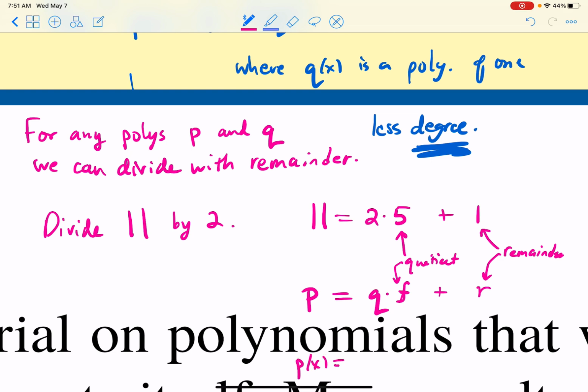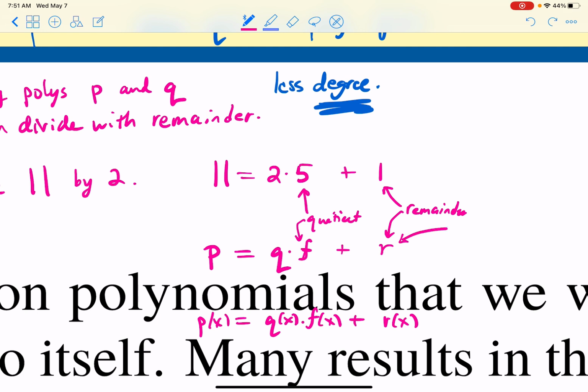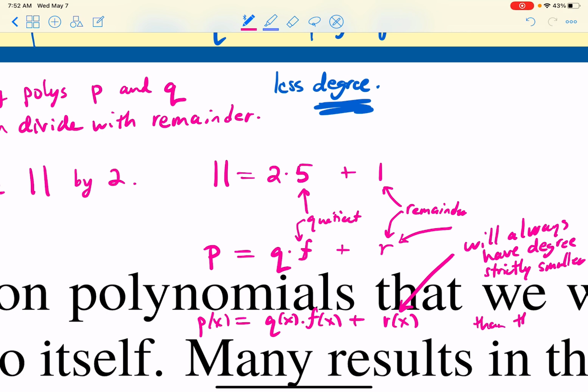So this would be like p of x equals, like these are all polynomials. We're multiplying polynomials here, and then we're adding polynomials. Okay, this is really important. q has to be not 0. You can't divide by 0. Okay, that's fine. And actually the reason for that is that the remainder polynomial will always have degree strictly smaller than what? Than the degree of the thing we divided by, the degree of the polynomial we divided by.